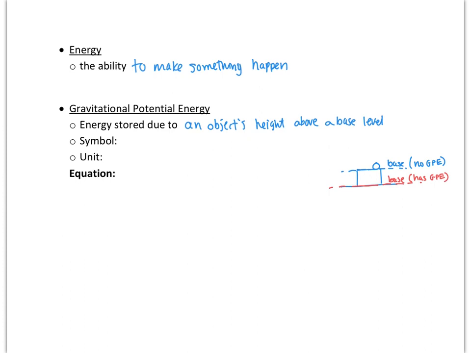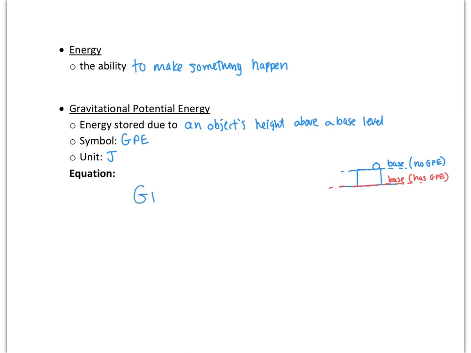So the base level is arbitrary. It depends on where you want to set it, and it depends on the problem where it's going to make most sense to set that. I tend to look for wherever the object is the lowest, that becomes your base level. The symbol for gravitational potential energy, we're going to call that GPE. So it's just the first three letters of the three words, gravitational potential energy. The unit for energy is a joule, and I'll define that in a little bit, but it's a capital J.